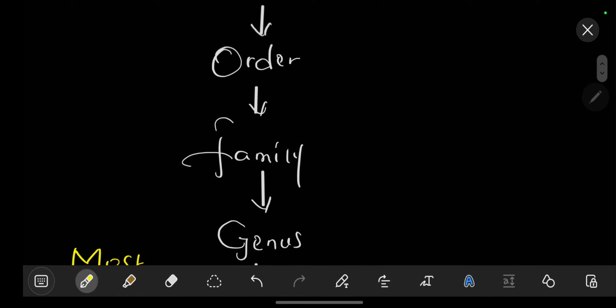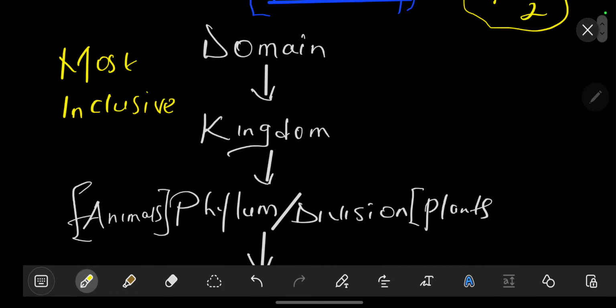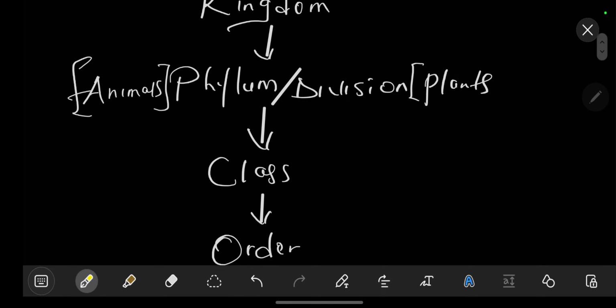Now let me tell you how a typical question will be asked from here. It might possibly be asking you in the exam, which of the following from the hierarchy is the most inclusive? A can be kingdom, for instance. B can be class. C can be order. Of course, your answer becomes kingdom.